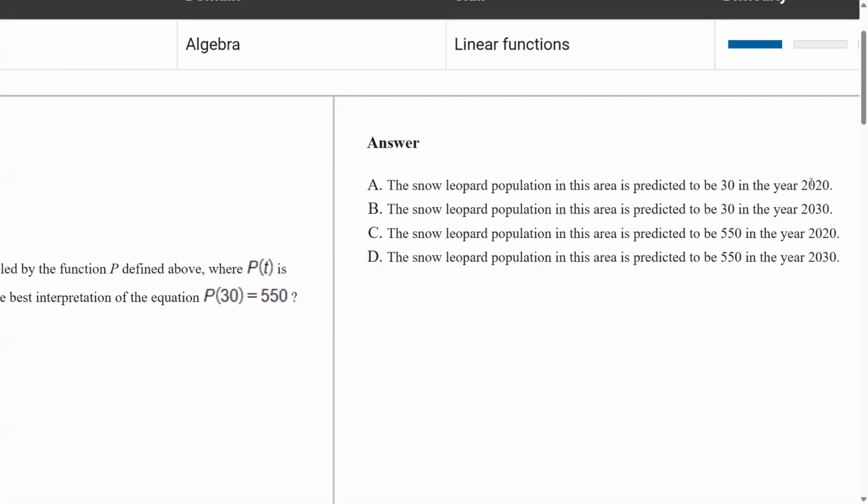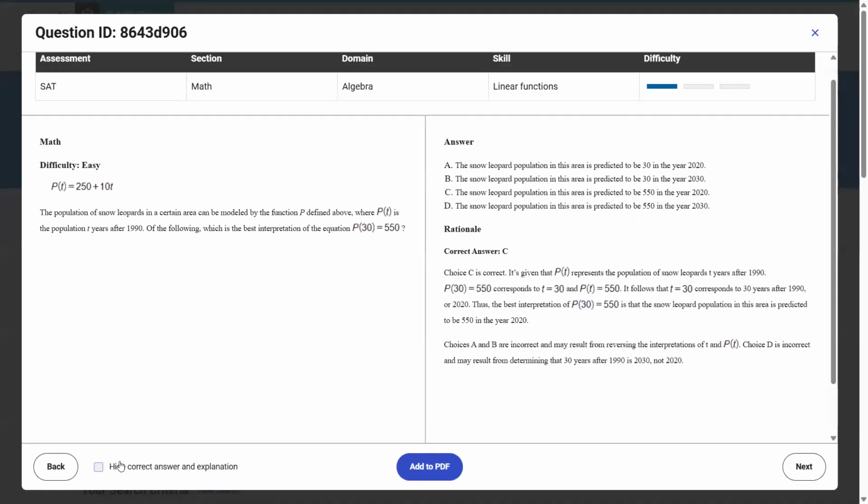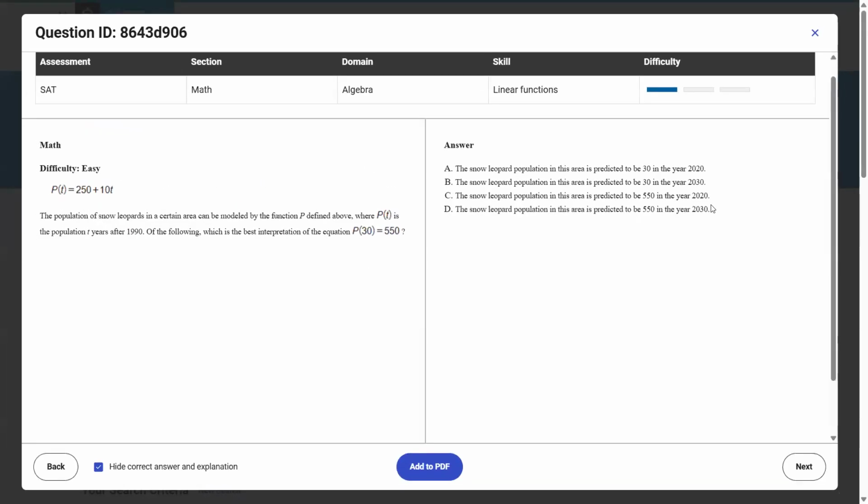which is, yes, in 2023 is predicted to be 30 in the year, no, the snow leopard population in this area is predicted to be 550 in the year 2020, no. The snow leopard population in this area is, the correct answer is D. So the answer is D. Oh, sorry, wait. Oh, 30 years, sorry. 30 years, so 2020, not 2023. 2030. The answer is C.